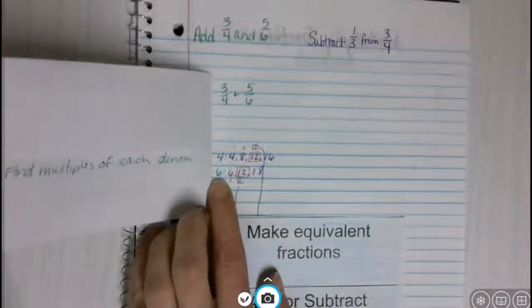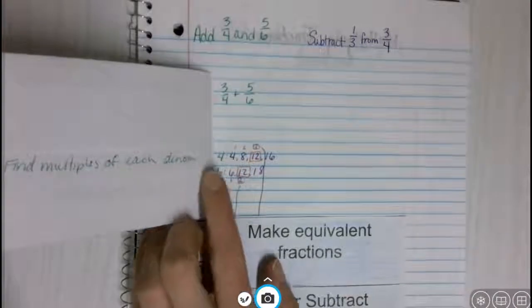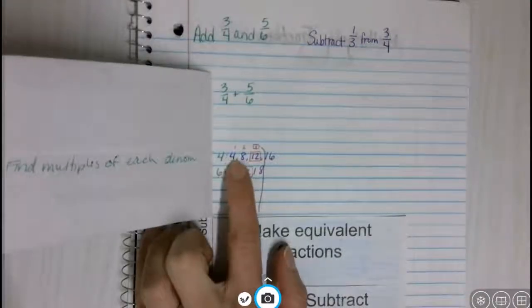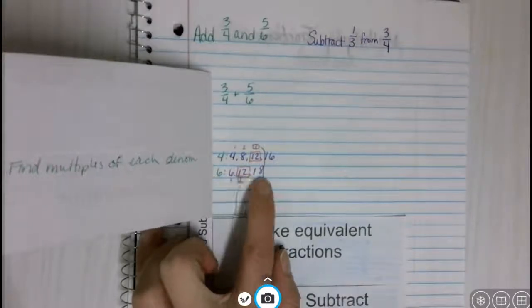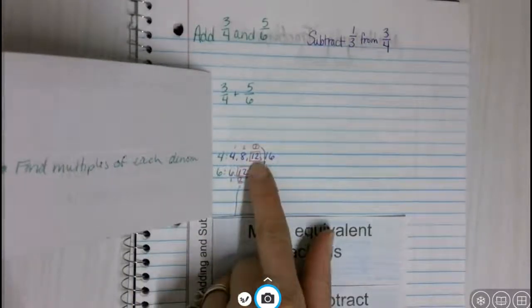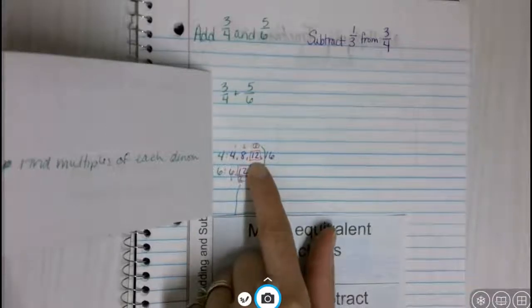So just like we did before, we found the multiples of each denominator. My multiples of 4 are 4, 8, 12, 16. And my multiples of 6 go 6, 12, 18. Then I see I have a common denominator there, which is going to be 12.